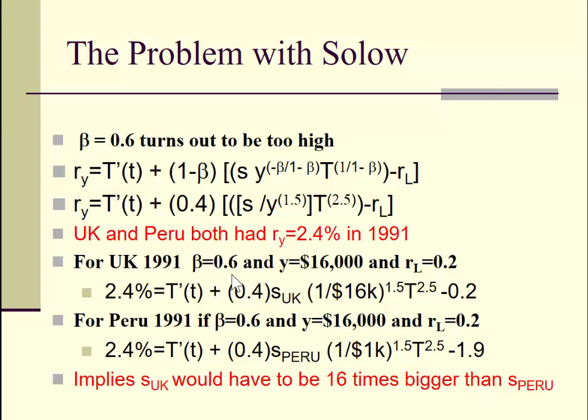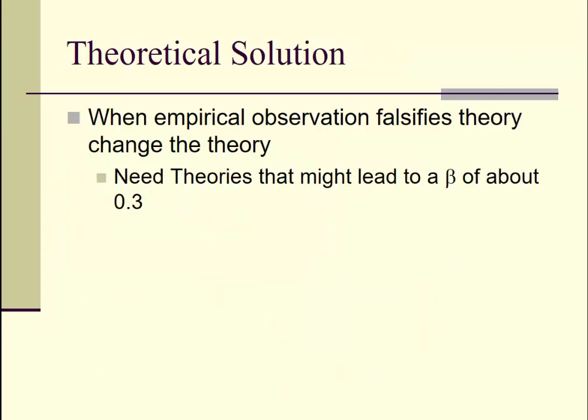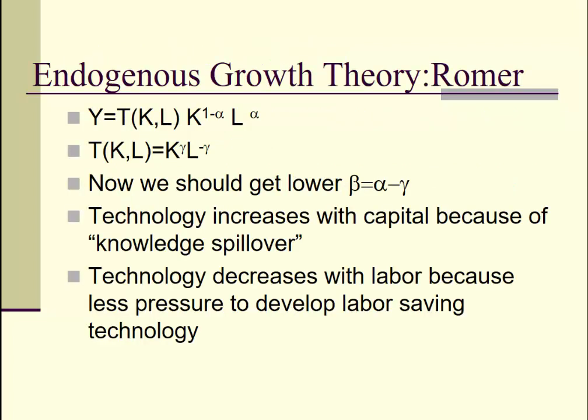But it turns out that the model would work out okay if beta were smaller, more like 0.3. So the empirical observations falsified the theory, and the economists working with the Solow model needed a theory that might lead to a beta that was a bit smaller, down to 0.3. So what was used first to fix the model was a model by Romer, who said that, I think, technology is endogenous.